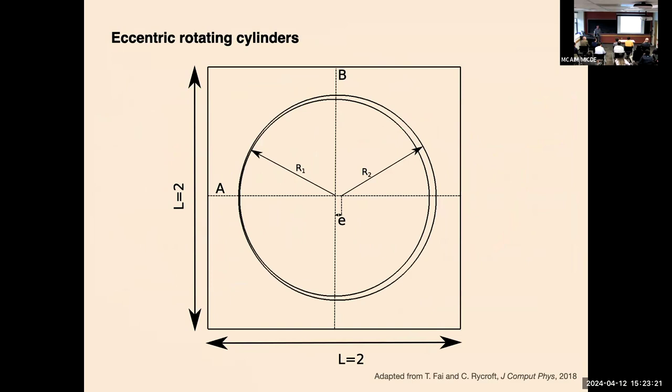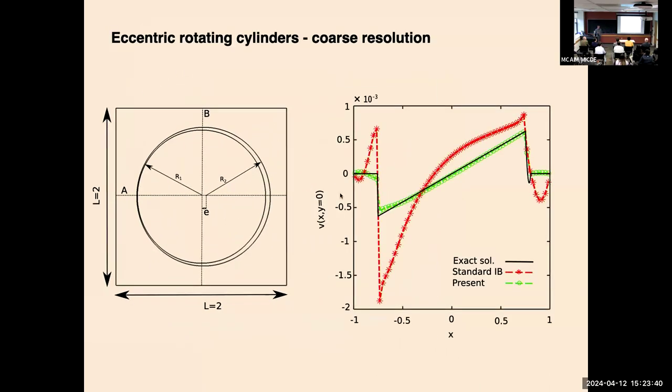So I think I'm going to skip. I like this one. This is a test that Thomas Fay and Chris Rycroft developed in the context of a version of the immersed boundary method. It's eccentric rotating cylinders. There's an asymptotically exact solution for what goes on in the gap between these two rotating cylinders, and you can look at the velocity. The interesting velocity is the vertical velocity component in the gap. And so we're looking at the vertical velocity along this line that goes through the middle of this pair of rotating cylinders. The asymptotically exact solution is this black curve.